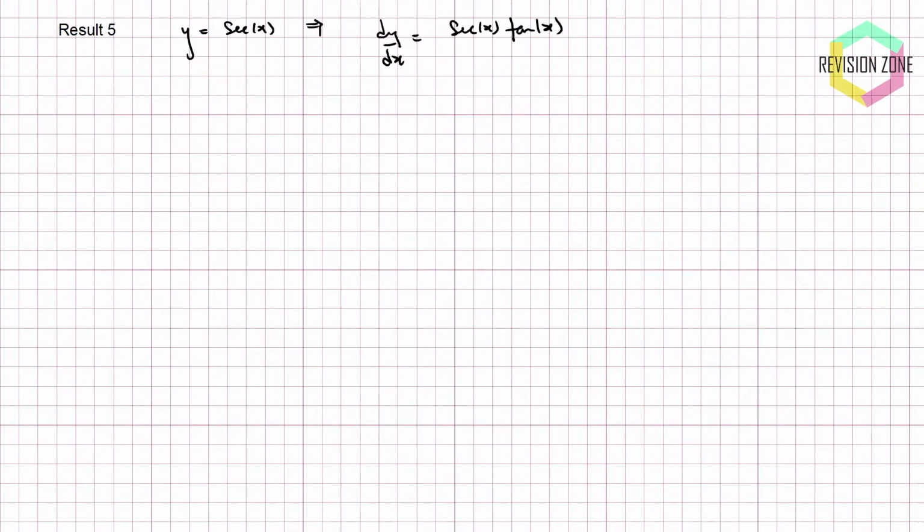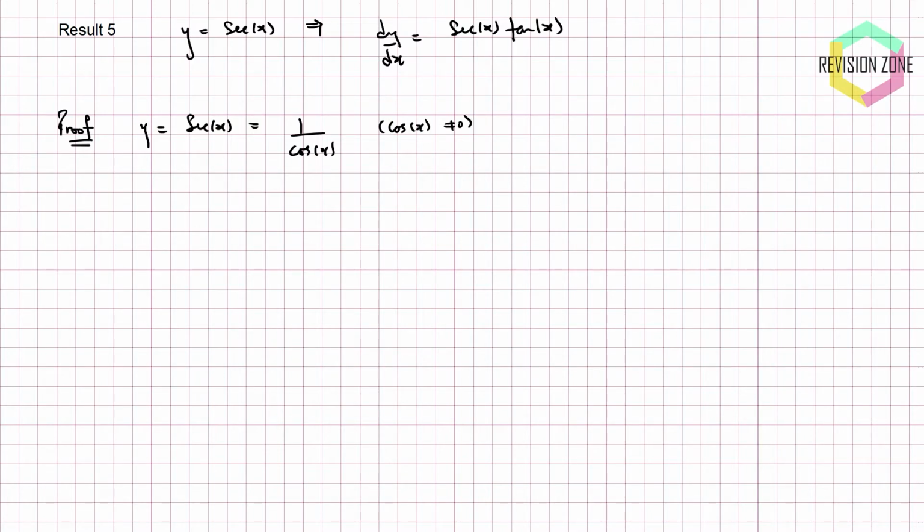So result 5, the function we're looking at is sec x, and its derivative works out to be sec x tan x. So we can just jump straight in and actually calculate this. So y equals sec x, but of course it's easier to deal with it as 1 over cos x. And when I say this, I've got to say that cos x better not be 0.